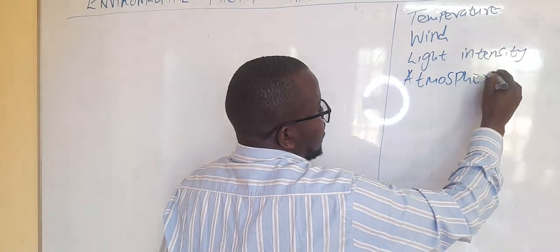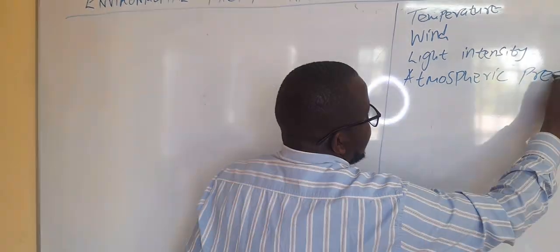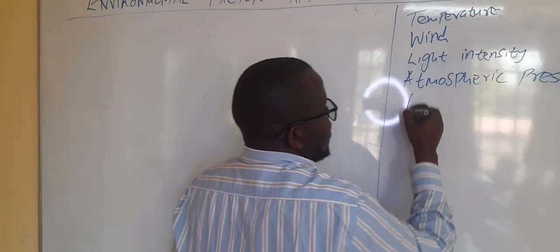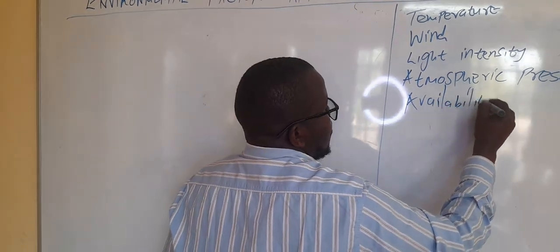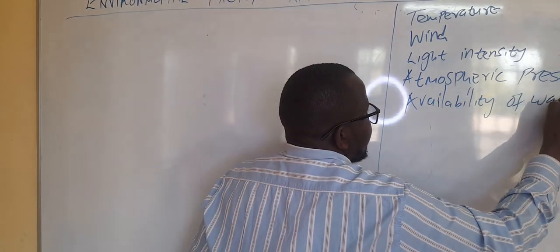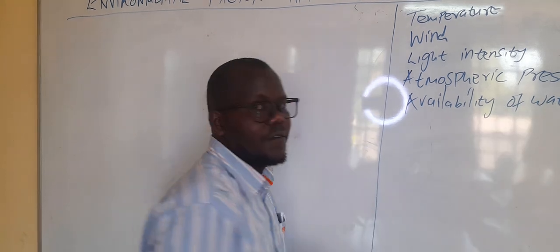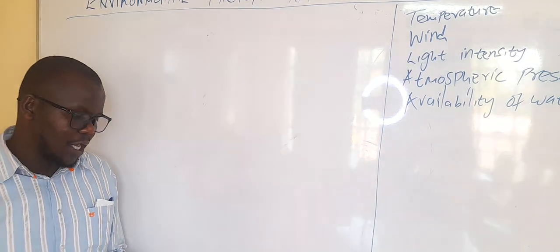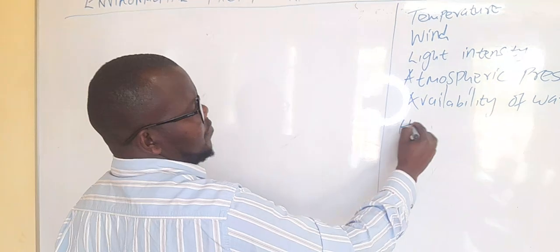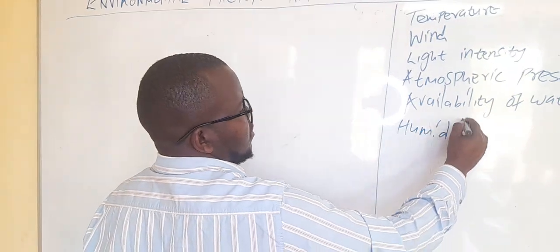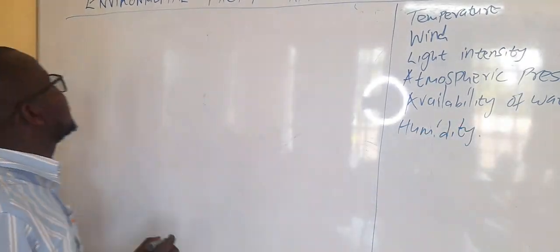Atmospheric pressure and availability of water. We are speaking about what? Availability of water. And the last one, we have humidity. Let's start with temperature.